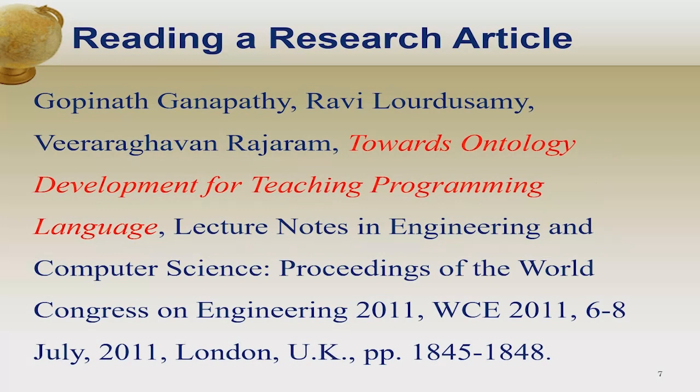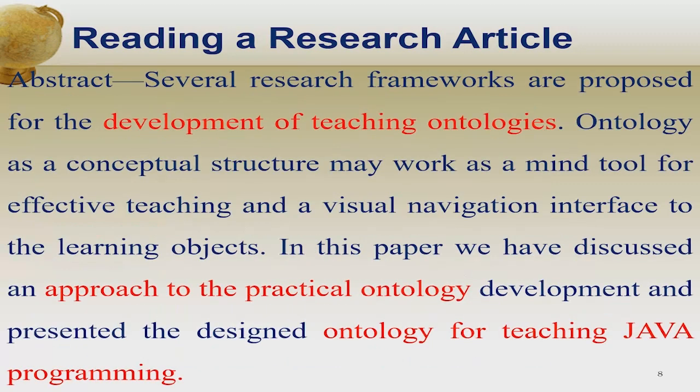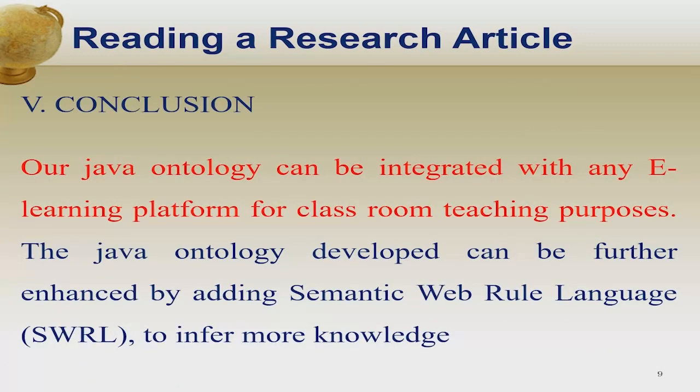To explain with an example, let us take one of my articles which is published in an international conference. The title of the paper is Towards Ontology Development for Teaching Programming Language. If you read the abstract and the conclusion of this article, you will come to know the problem is the development of teaching ontologies, and the process is the authors propose an approach to develop teaching ontologies. The output is an ontology developed for teaching Java programming language.